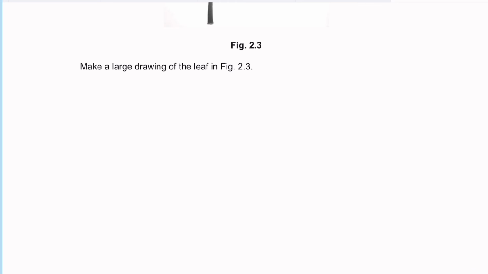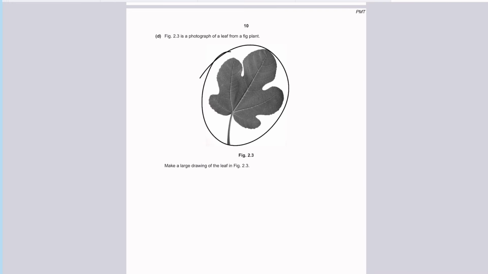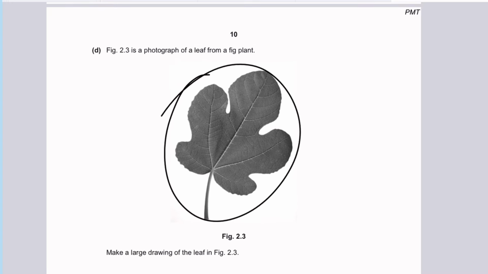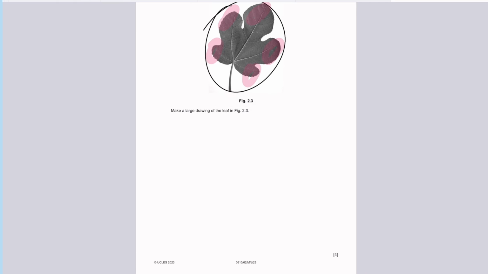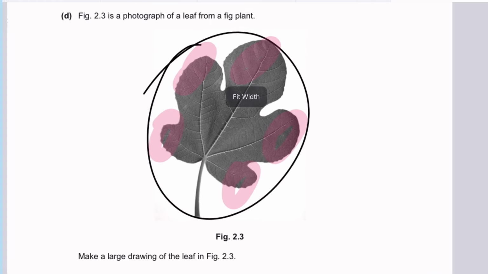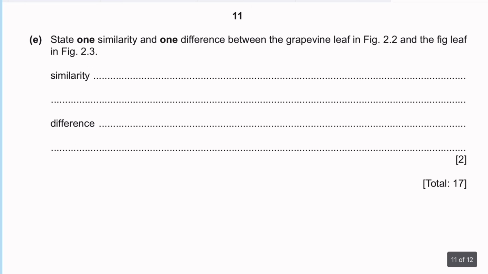This is a photograph from a fig plant. Make a large drawing of the leaf in the figure. So basically there are certain rules for drawing. You need to ensure your outline is very clear, your size is bigger than what the actual image is. You need to have all of the different features. So in this case, it's got 1, 2, 3, 4, 5 of these lobes, and try to draw the veins clearly. I think that is doable, so I am just going to skip this because it's just a drawing.